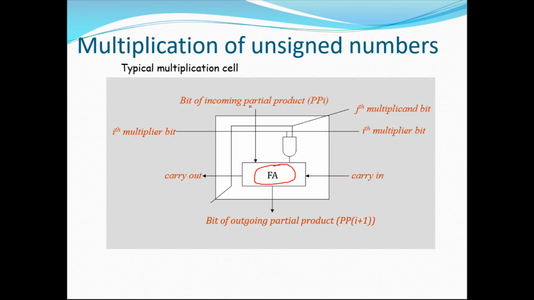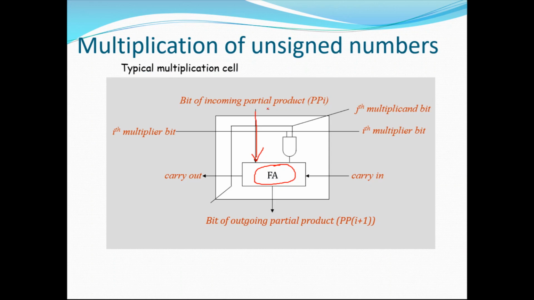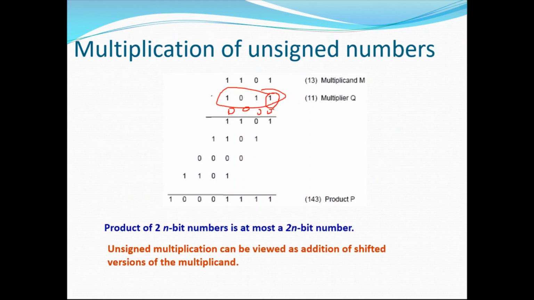This full adder takes two inputs. One is the previous partial product. Even if you are encountering the zeroth bit of the multiplier, you will still have a partial product, because initially we assume the partial product is 0. So there are two inputs for the full adder. The first input is the incoming partial product, which we call PPi, the partial product at the ith stage. Here you can call it PP0.